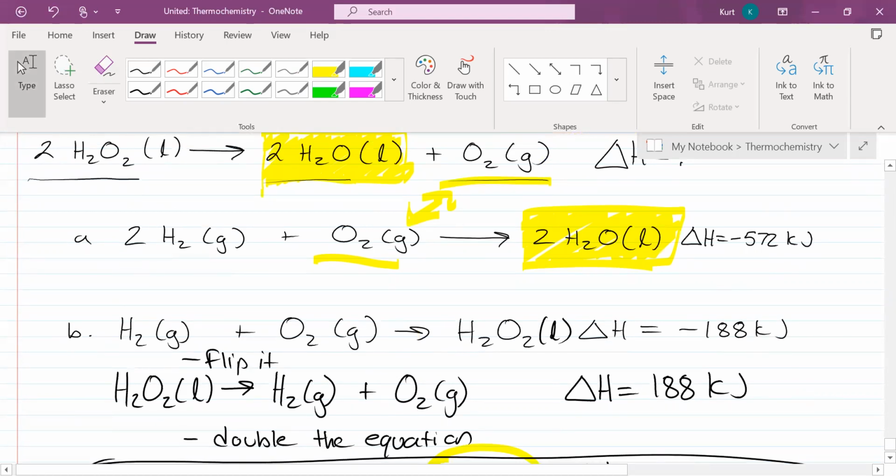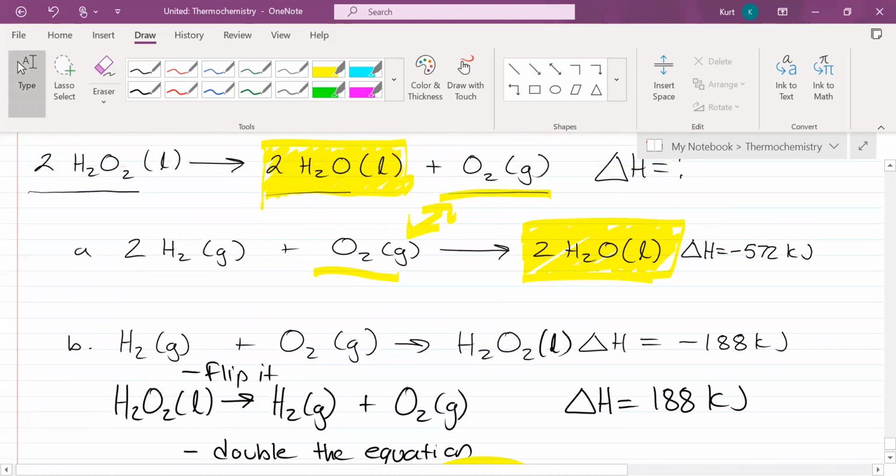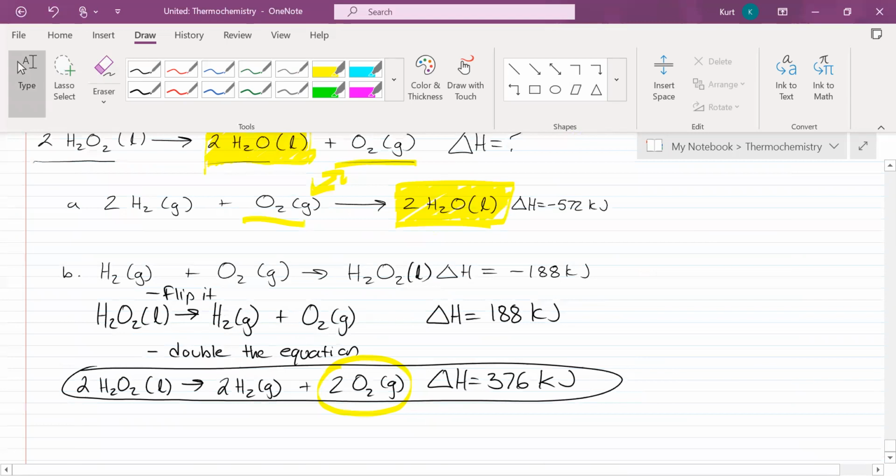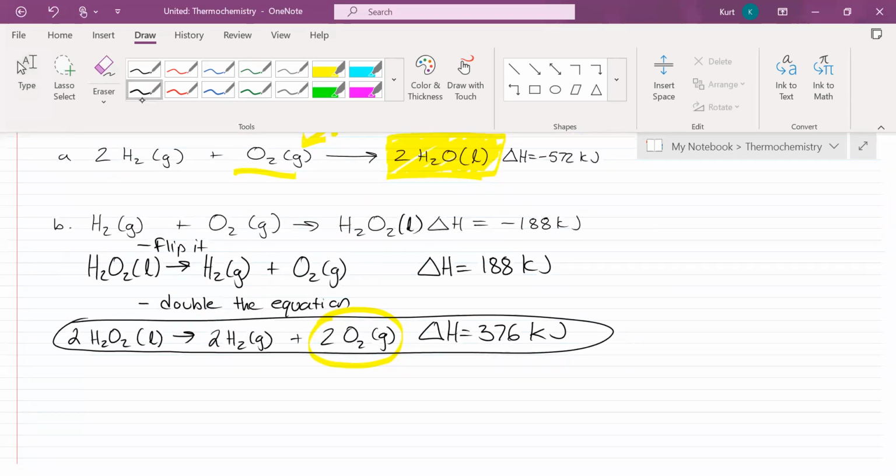Oxygen will cancel out, but it's going to be 2 versus 1, right? So you'll still have 1 left over. So do we need to do anything with equation A? I don't think we need to do anything. So what I would like you guys to do now is combine A and our new B after we flipped it and doubled it. Put all the reactants on one side, put all the products on the other side.